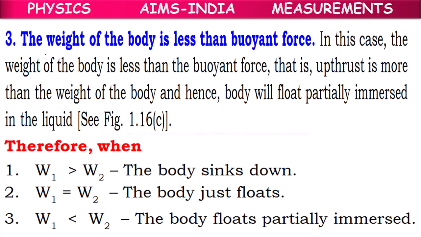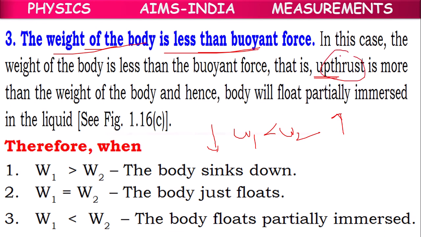Next, the third case: the weight of the body is less than the buoyant force. W1 is less than the buoyant force, meaning the downward force is less than the upward force. So then what happens?